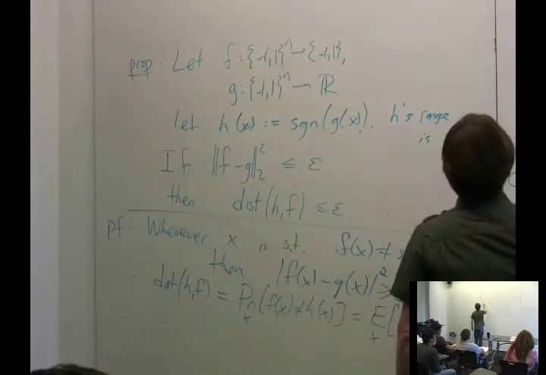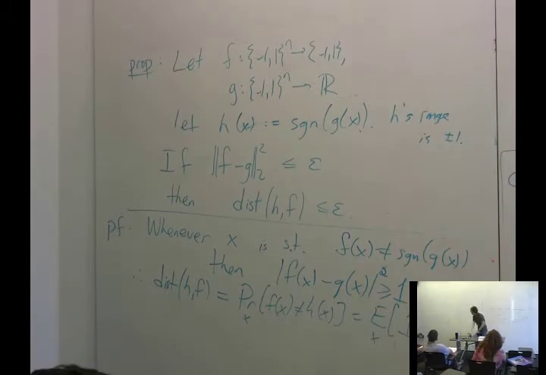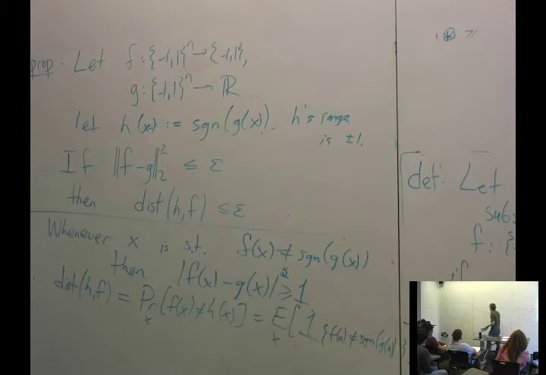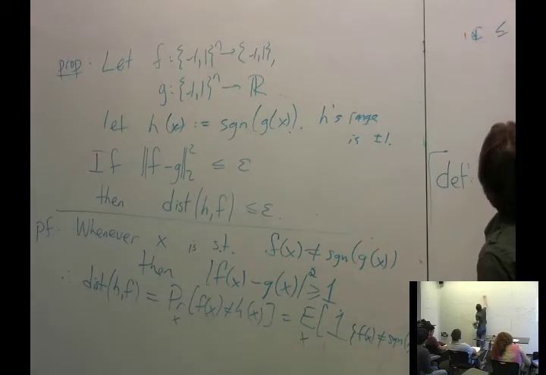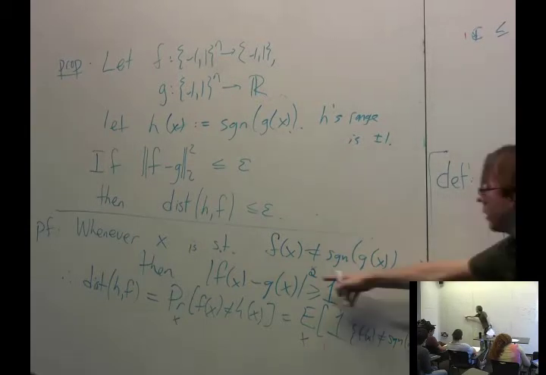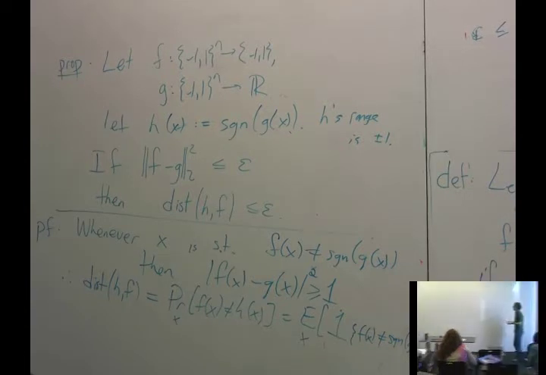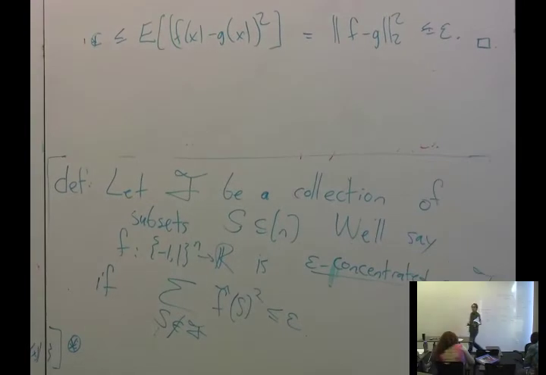Okay, and as we just observed, whenever that indicator is 1, the difference between f and g squared is at least 1. So if I call this star, star is at most the expected value of f of x minus g of x squared, because pointwise, whenever this is 1, this thing is at least 1. And this is, by definition, f minus g 2 norm squared. Any question about that calculation?